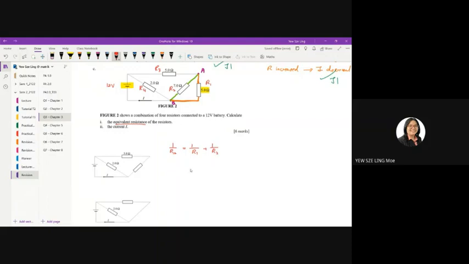All right, so it is equal to 1 over 5 plus 1 over 7. Add them up and rearrange the equations. You should get R12 equals 2.917 ohm. That is your R12. And after you combine them, this is your R12 now. So I'm done with A and B.